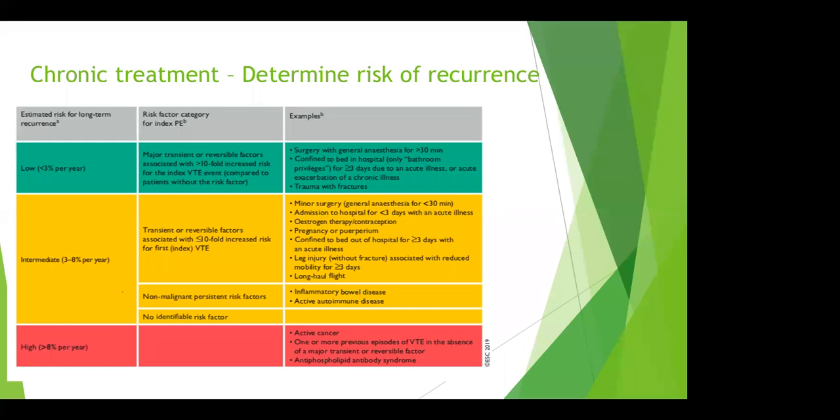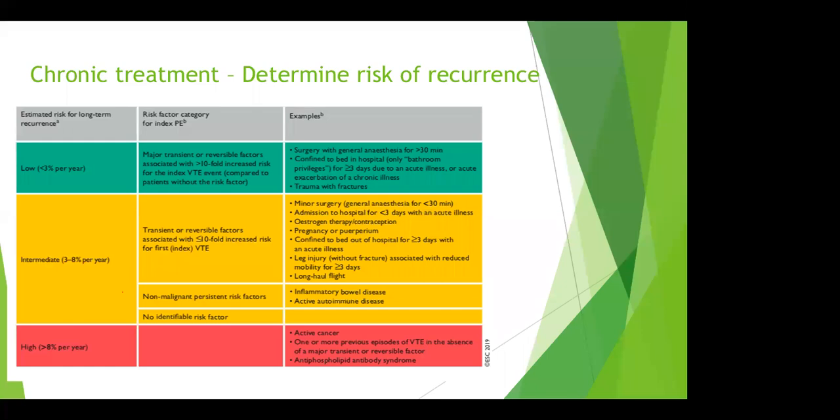So all those are very minor transient factors, and those patients are put at an intermediate risk of a recurrent PE. Or patients with a persistent risk factor, the risk factor is there lifelong. For example, inflammatory bowel disease or autoimmune disease, those are also classified as an intermediate risk factor. Patients with no risk are also considered as intermediate risk.